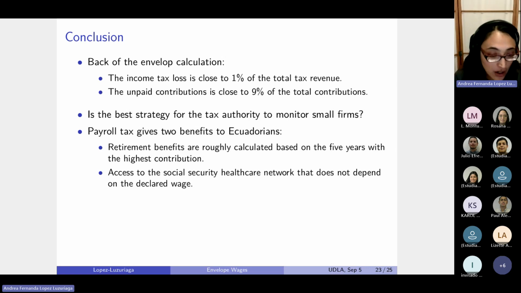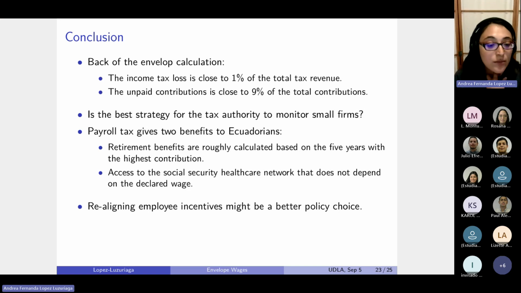The other thing that you get from payroll taxes is access to Social Security healthcare. Let's not talk about whether it is good or not, but it's a yes or no question. It doesn't matter how much wage you are reporting, you have the same access to healthcare. So there is no incentive to truthfully report your wage from the payroll tax.